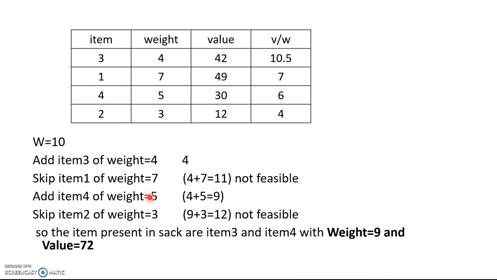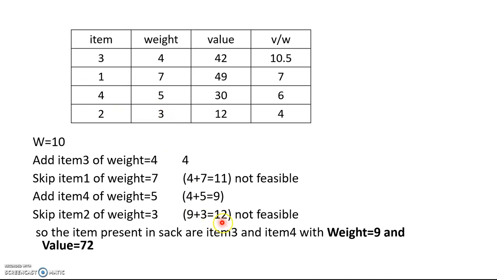At present there are two items inside my sack, item 3 as well as item 4. Next I am trying to put item 2, which is the last item in my list, and its weight is 3. Already there are two items inside the sack with the total weight 9. Along with that, now I am trying to put item 2, whose weight is 3.